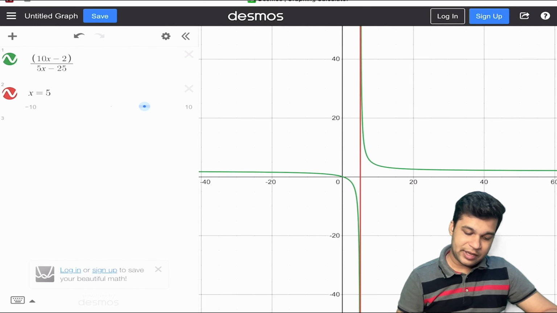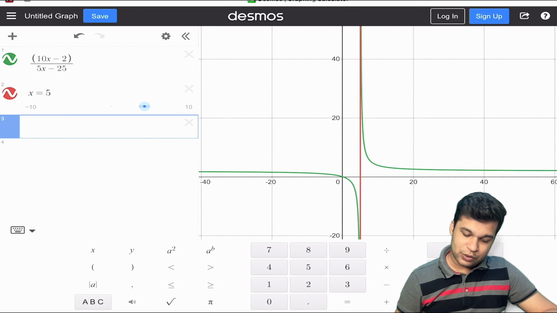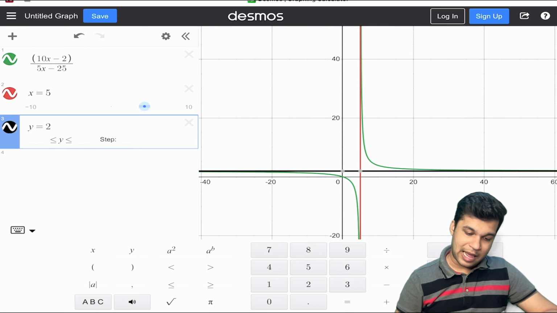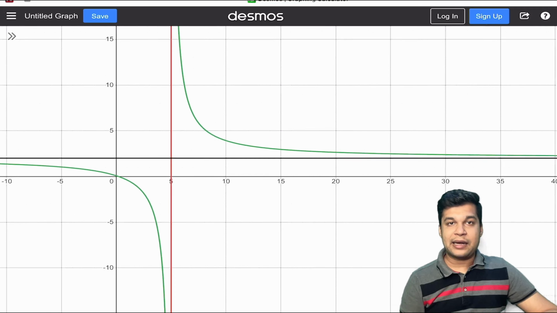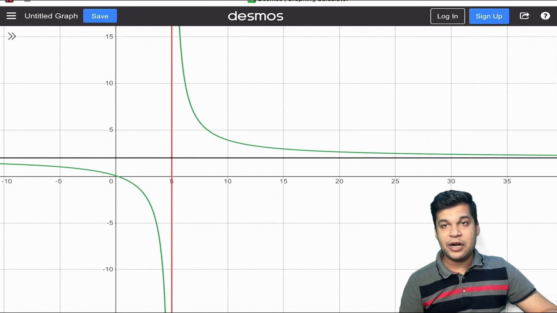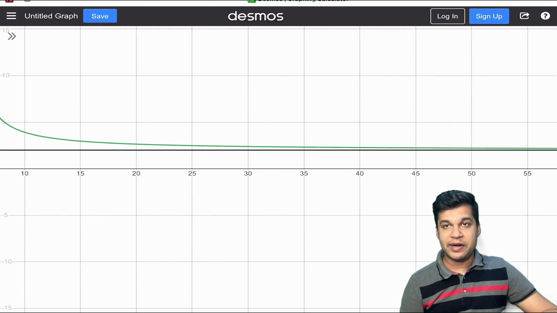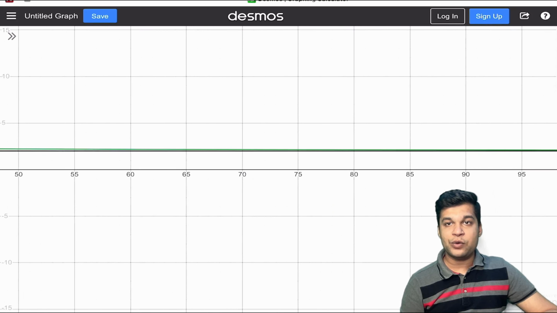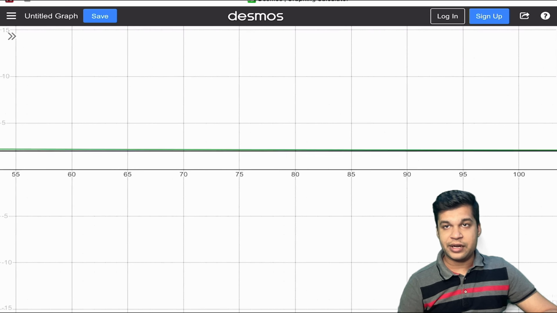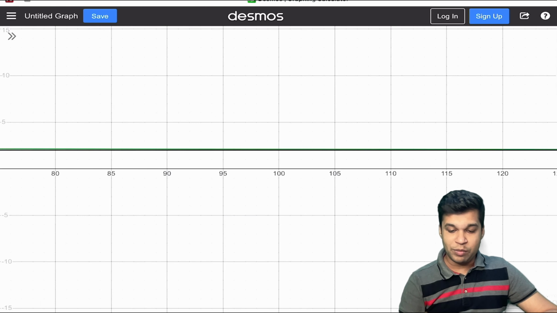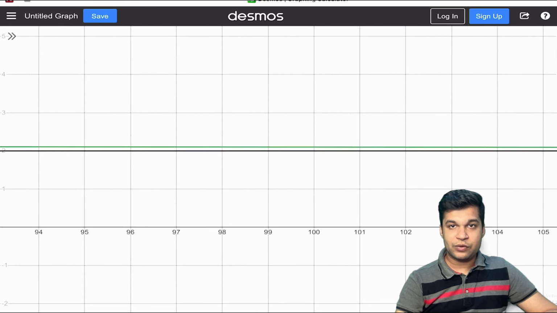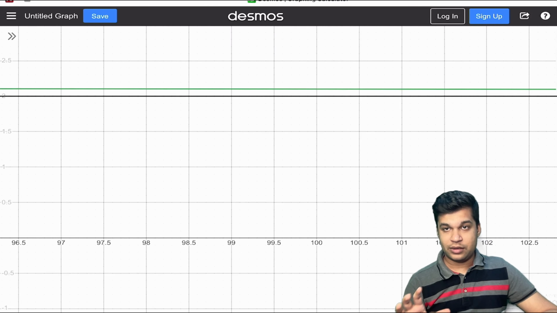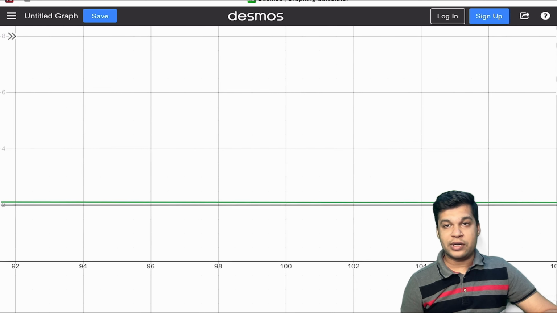So now I'm graphing y equal to 2, and we have a black line. If you observe, this black line is continuously trying to approach the curve and trying to touch it, but it never touches. You will say at x equal to 80, 85, 90, 95, it's touching. But no, if you zoom in a bit, you can see that they are not touching at all. So this black line is known as a horizontal asymptote.